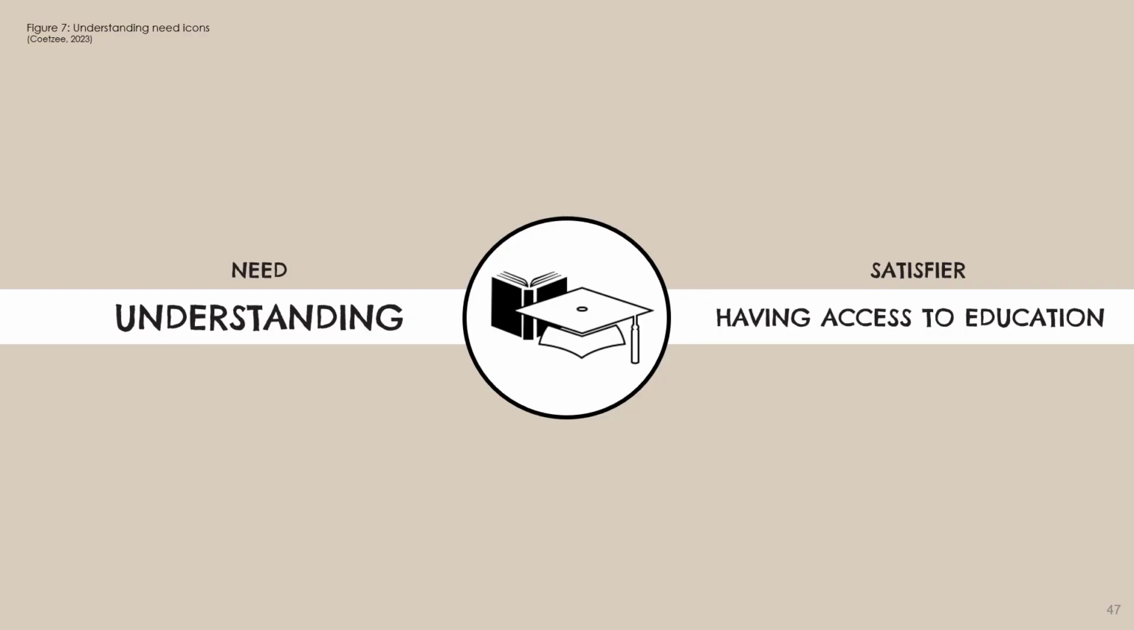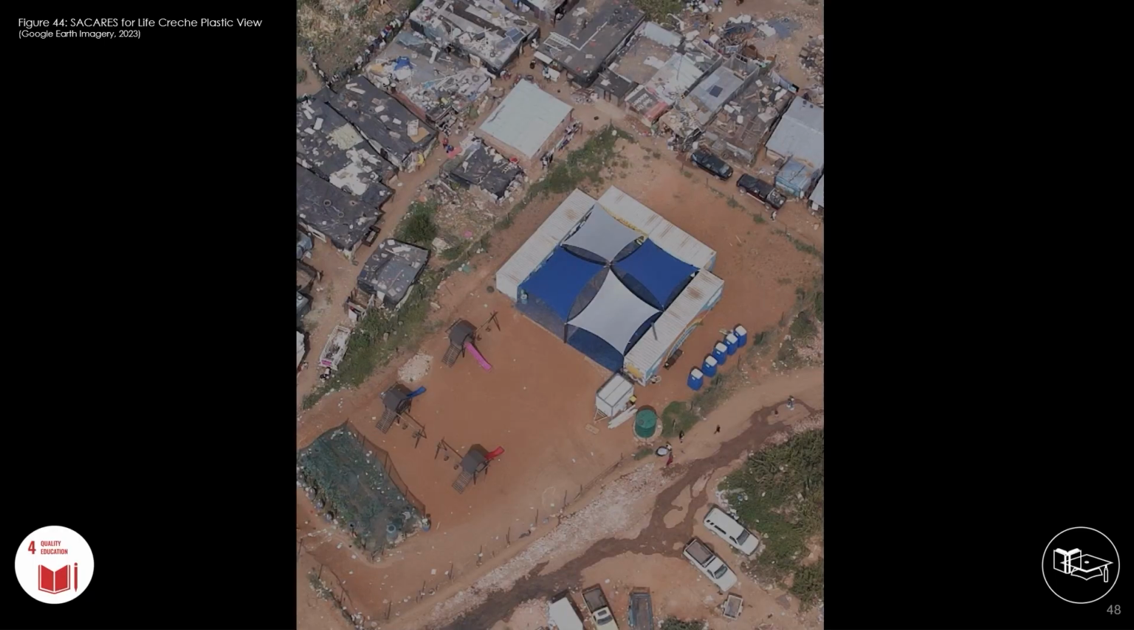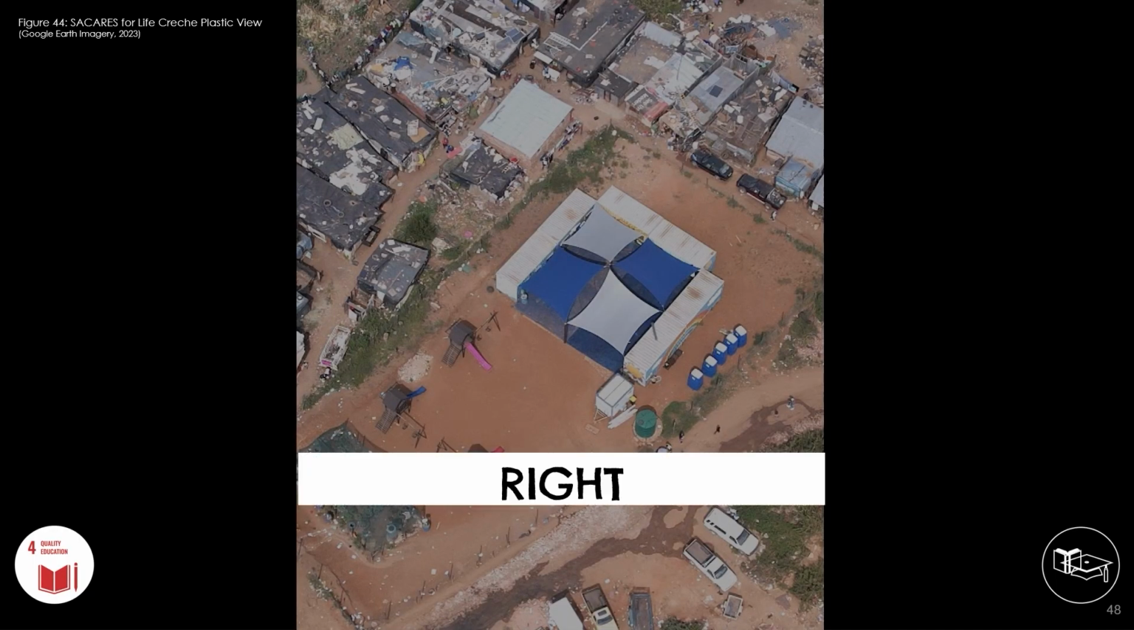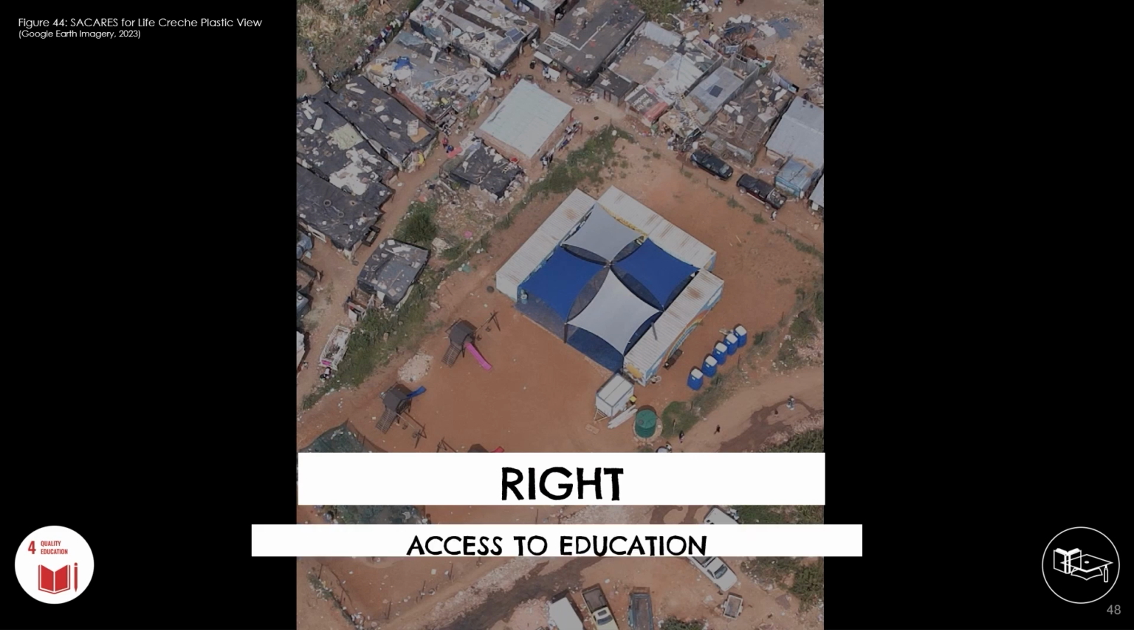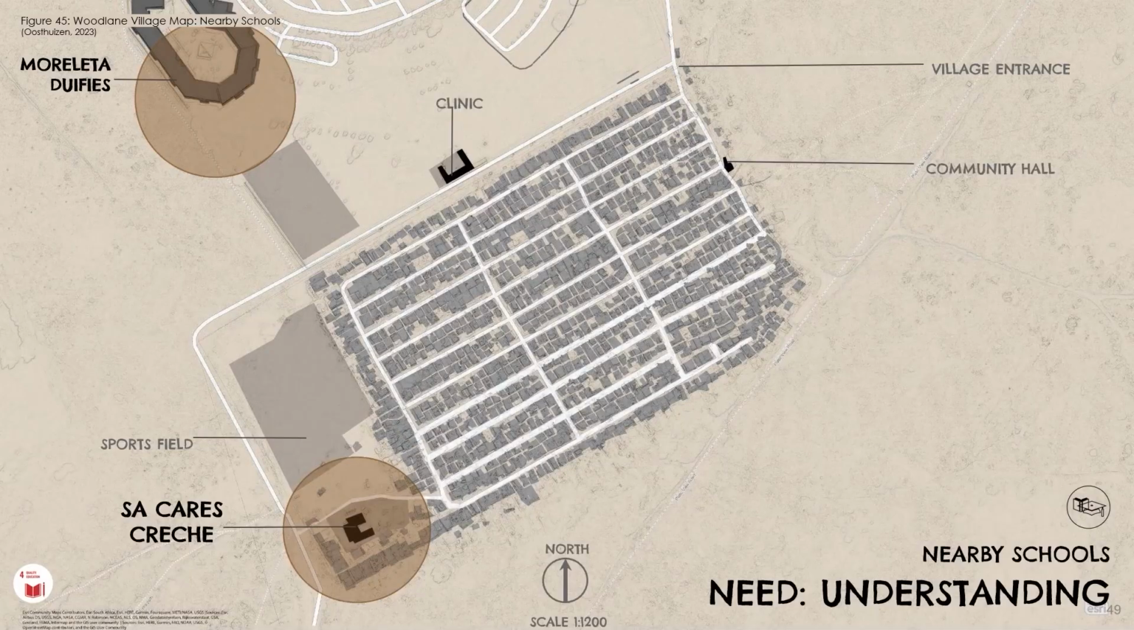Next, we look at the need of understanding in terms of having access to education. As per the United Nations International Bill of Human Rights, every child has the right to education. Places of education and learning in the settlement are the Moraleta Davies run by the church and the SA Cares funded creche run by the people of Woodlane Village.